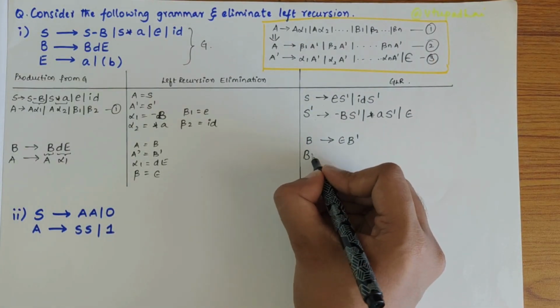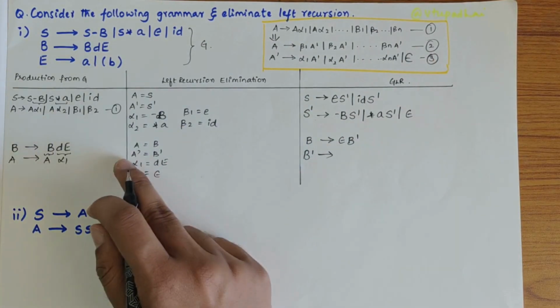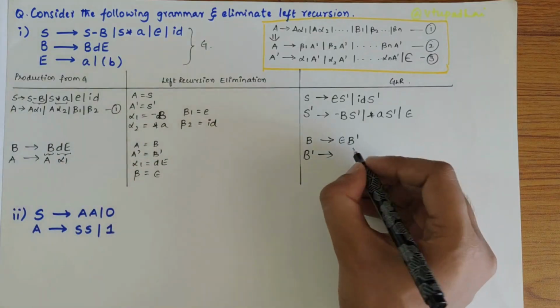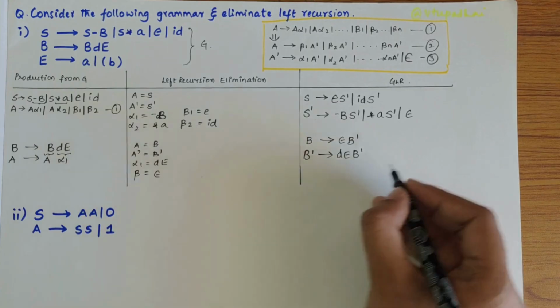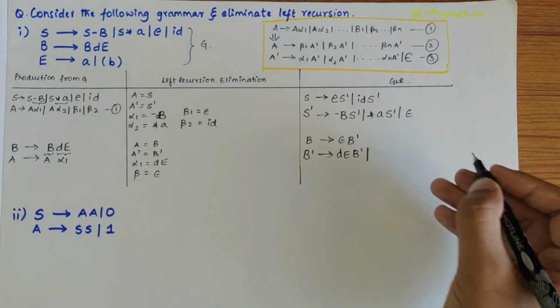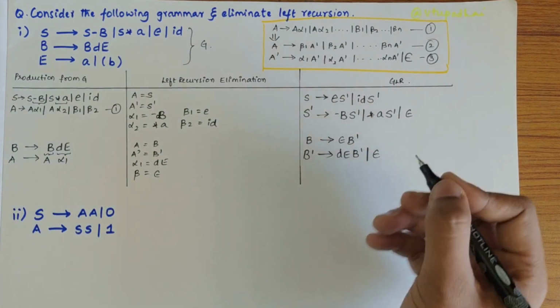Now let's write the third equation, that is A dash derives alpha 1 A dash. Alpha 1 is DE, A dash, here it is B dash. Is there any alpha 2? No, there's no alpha 2. So we'll write epsilon here.